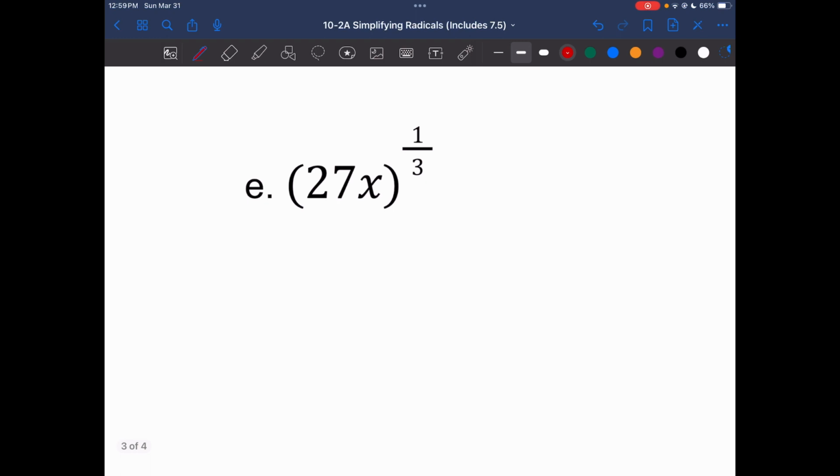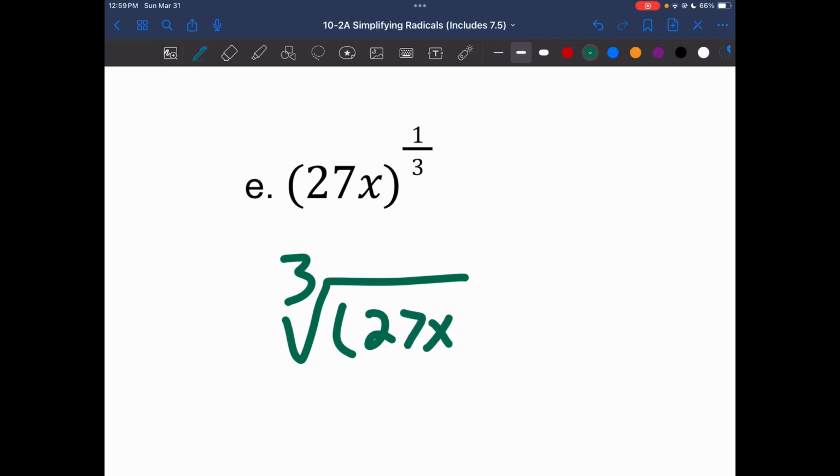All right. Letter E, we have the quantity 27x raised to the 1/3 power. So we're taking the cube root of parentheses 27x to the first power. We don't have to write to the first power. Since there's no exponent, you could drop those parentheses and it would still be correct.